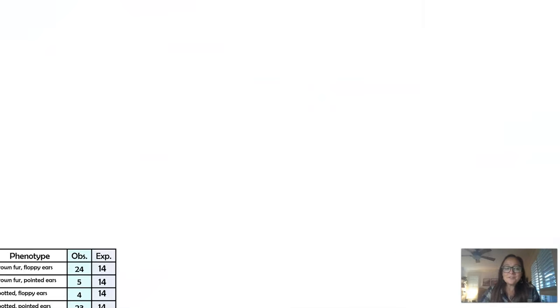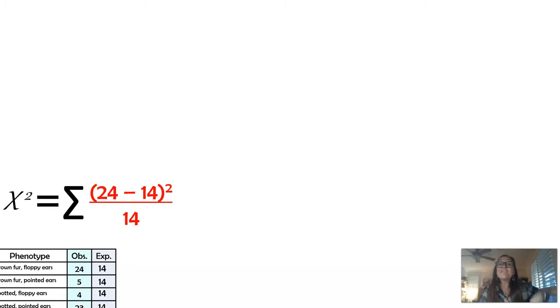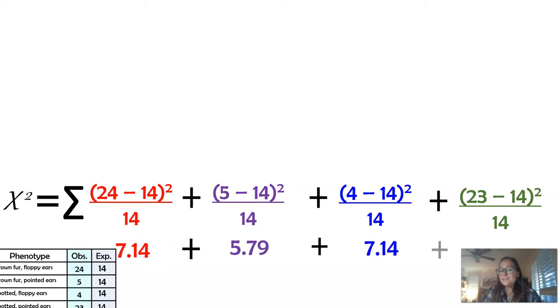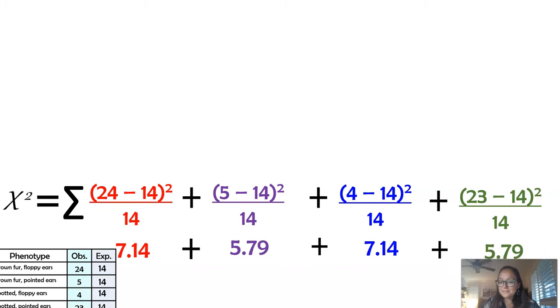So what we're going to do is take our chi-squared, and this time we have four things to add. We have the brown fur and floppy ears, the brown fur and pointed ears, the spotted and floppy, and the spotted fur and pointed ears. So we have four different phenotypes we're looking for. And once you calculate those, you find that your chi-squared is actually 25.86, a very large number.